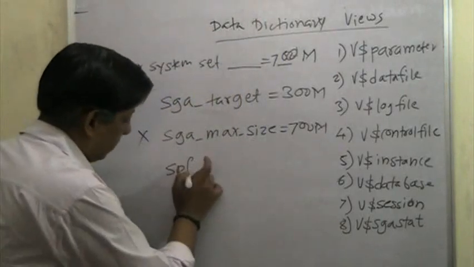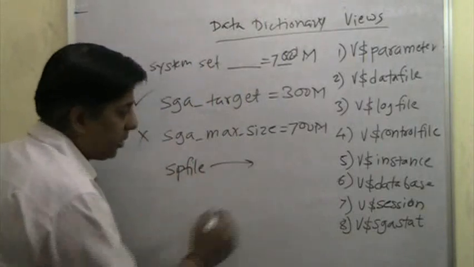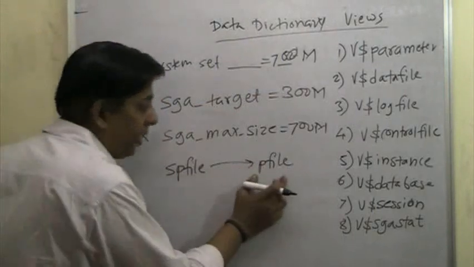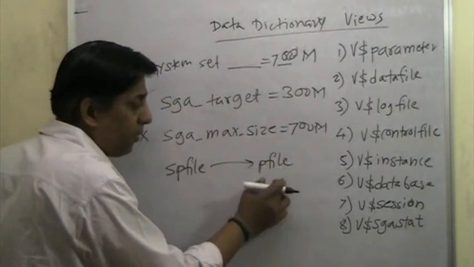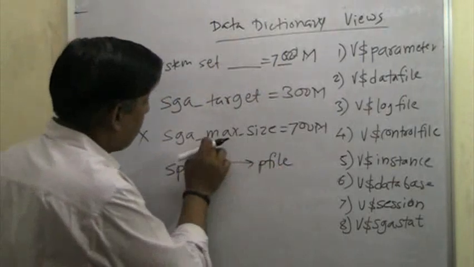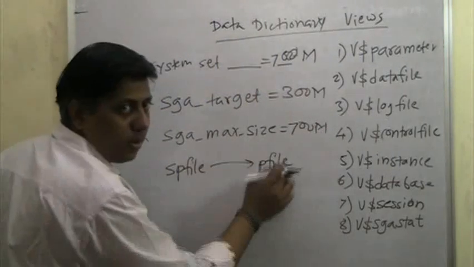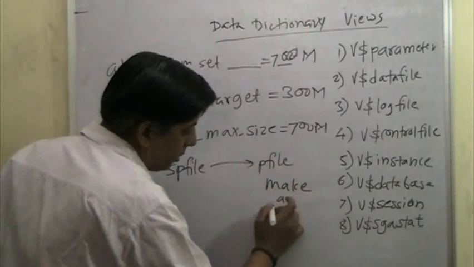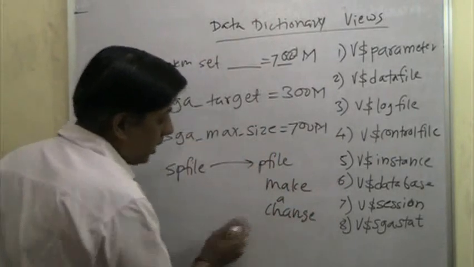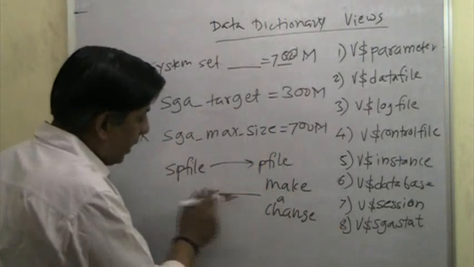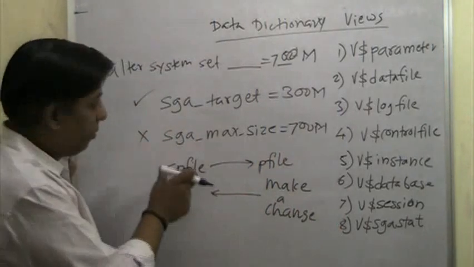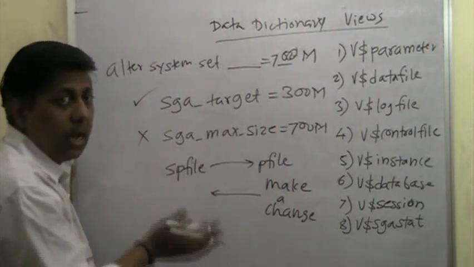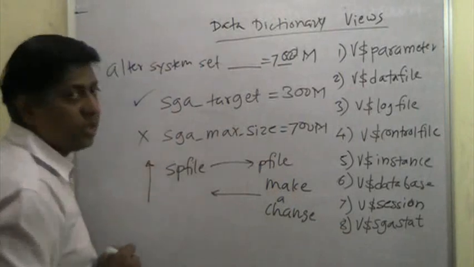First, you have an SP file. You create a P file from the SP file. We have seen the commands to create a P file from the SP file. The P file is a text file. So therefore, modify the text file. Change the parameter SGA max size is equal to 700 or 800, whatever you want it to be. Make a change. Once this is done, again create an SP file from the P file. So it will override the previous one, and in that one now we will have our SGA max size as 700. Start your database using the SP file.